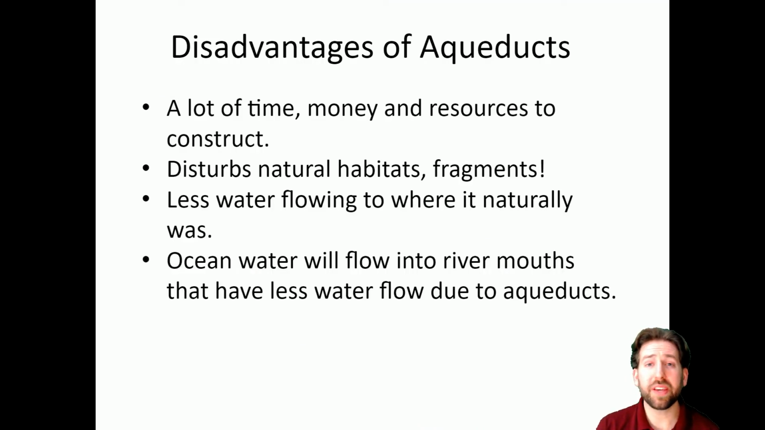So what are the disadvantages of aqueducts? Well, it takes a lot of time, a lot of money, and a lot of resources to pipe water from one place all the way to another place. This disturbs the natural habitats and fragments habitats, right? You have a tunnel or a pipe that's going through a forest, it's going to break it right in half. Less water is flowing to where it naturally was before.